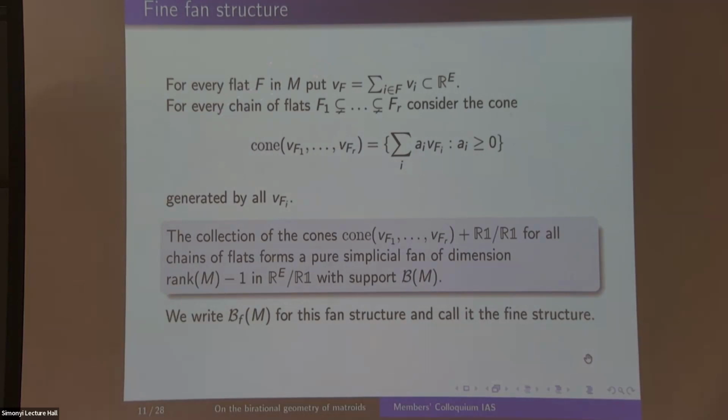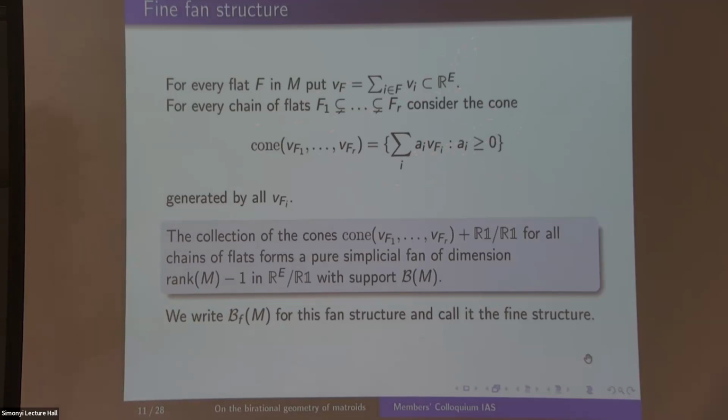In order to tell you what the cones are, we need the flats. Flats are the subsets which are closed in the sense that if I try to add anything else, the rank will jump. It's the analog of all the points which are contained in a subspace in the representable picture. So for every flat, we write down the indicator vector of this flat. This means we add all the canonical vectors which correspond to elements in the flat. And whenever we have a chain of flats, or a flag of flats as some people call it, we look at the cone generated by these vectors, so all linear combinations with non-negative real coefficients.